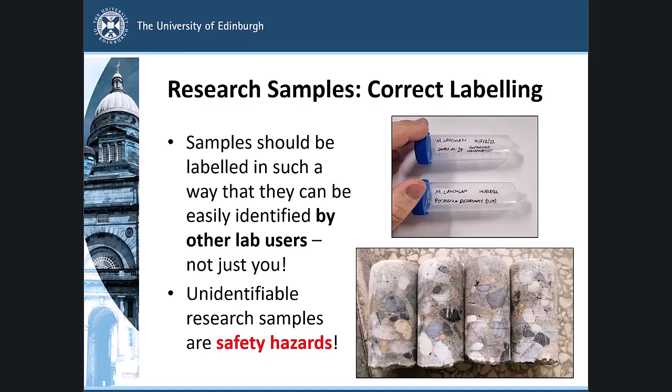As a minimum, your research samples should have the following information clearly written on the container they are in. Your full name, not just your initials, the date on which the sample was prepared, and a way of identifying what the sample is that can be understood by other lab users.